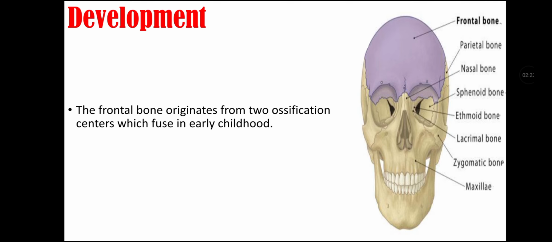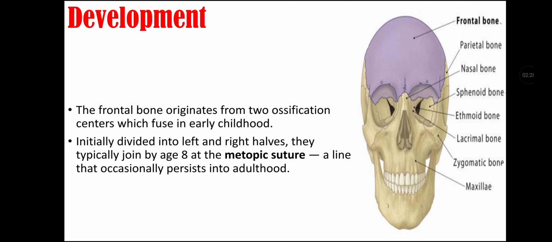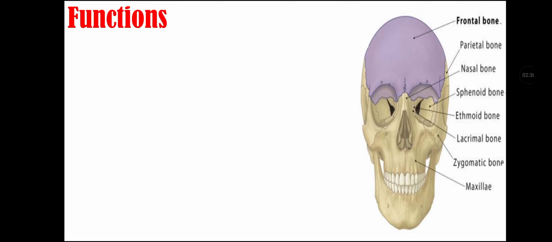Now let's talk about development of the frontal bone. Frontal bones originate from two ossification centers which fuse in early childhood. Initially they divide into left and right halves. They typically join by age 8 at the metopic suture, that is a line that occasionally persists into adulthood.